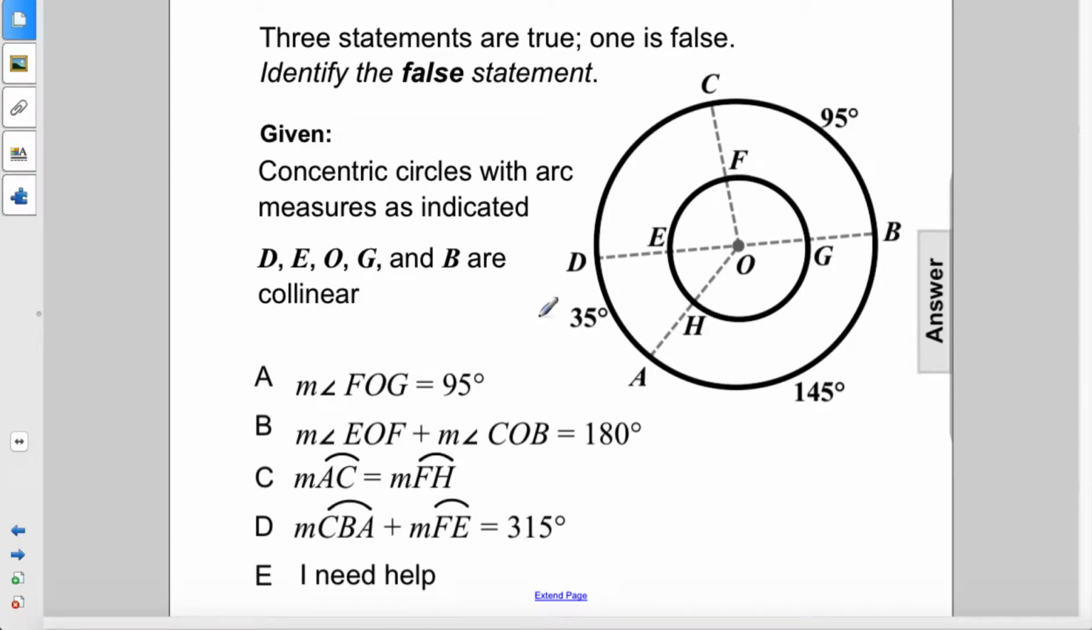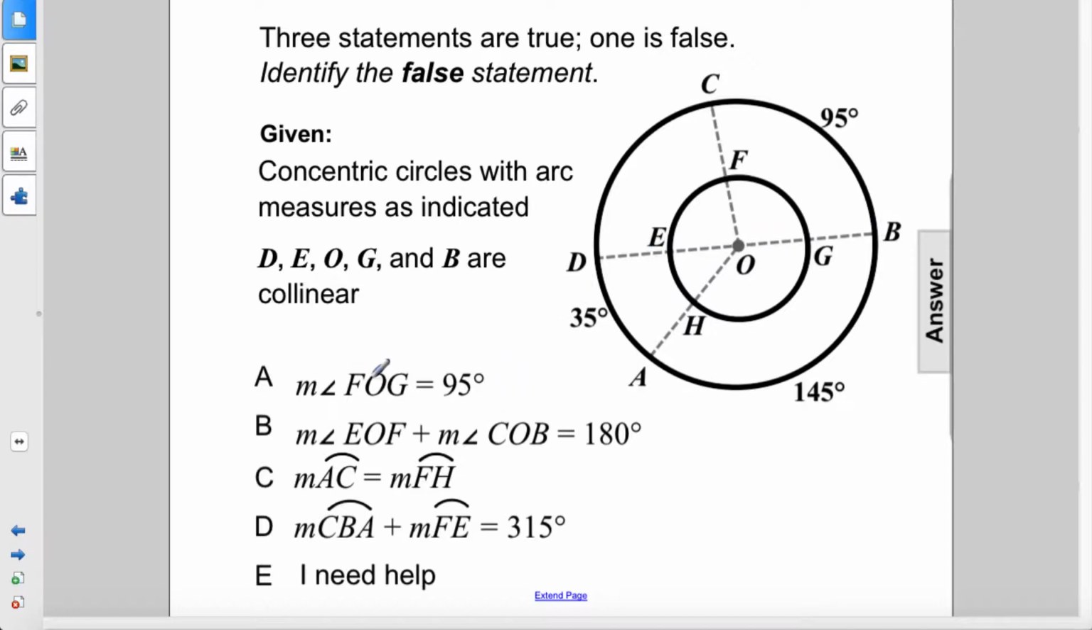Three statements are true, one is false. Identify the false statement. Given concentric circles with arc measures as indicated, which means that these two circles share O as the center point, and D, E, O, G, and B are collinear. So this line here is a straight line.